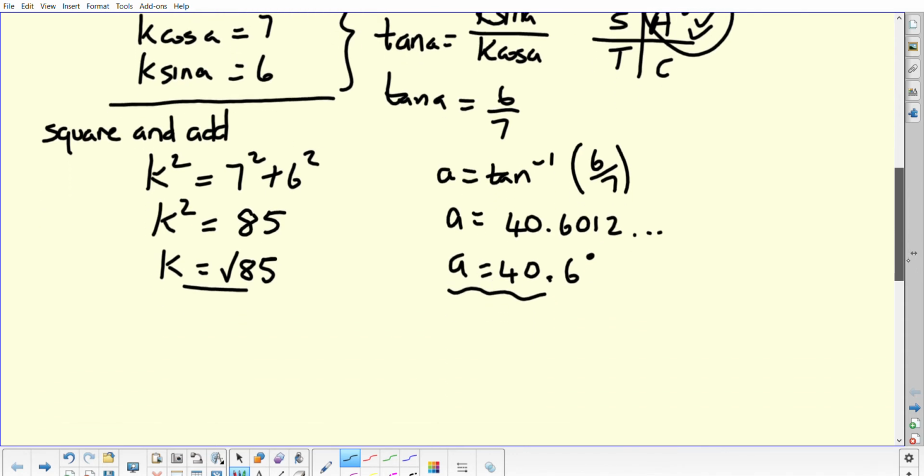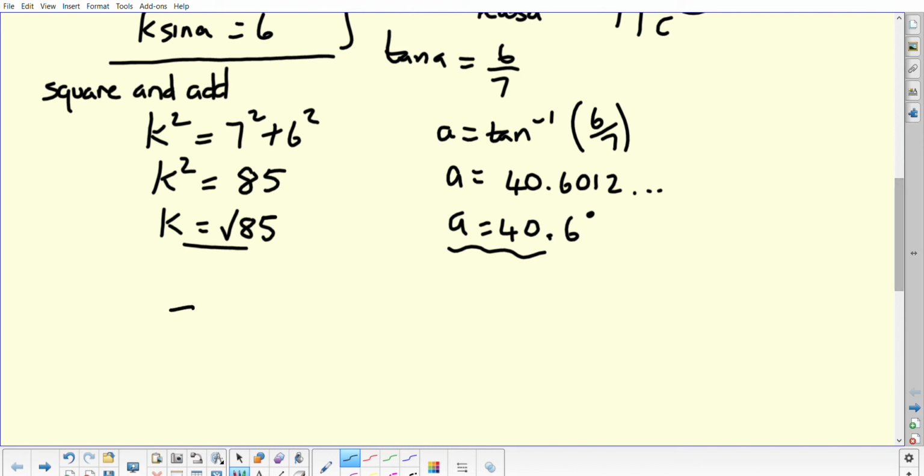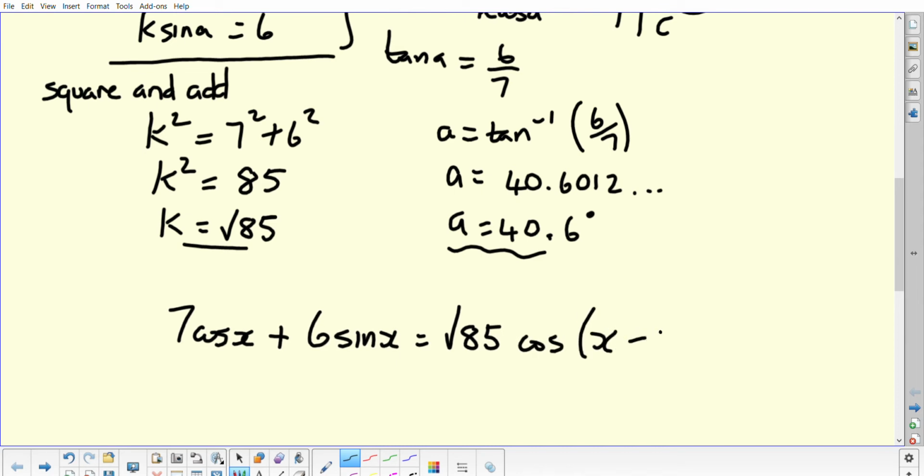And that last bit is then to write down what your original expression is. 7 cos x plus 6 sin x equals root 85 cos(x minus 40.6), that you've just worked out. And remember, that's how you earn your fourth mark. Your third mark is the k value, and your fourth mark is getting the angle and then putting it into the expression.